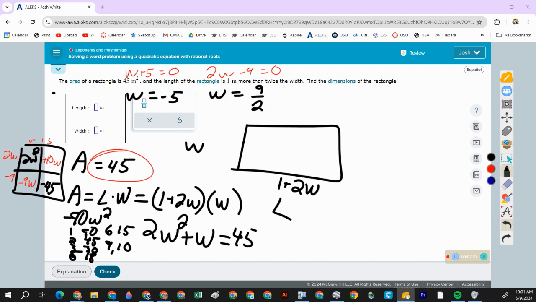Well, this one really doesn't make any sense. The width of the rectangle is negative 5. That can't happen. So we're going to throw that one away. Okay. So the width is 4.5, and then we plug the width in here to figure out the length. So 2 times 4.5 is 9, plus 1 is 10. So the length is 10 and the width is 4.5.